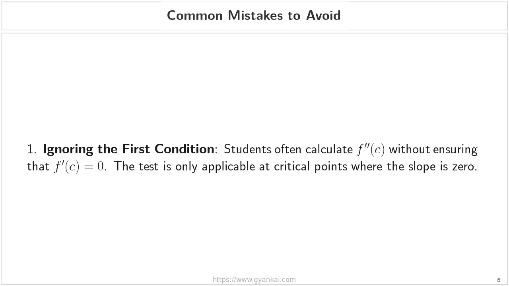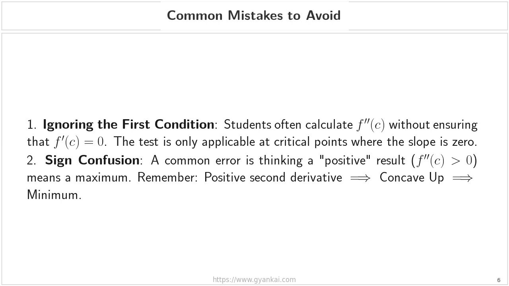First, be careful not to ignore the first condition. A frequent mistake is calculating the second derivative of f at c without first ensuring that the first derivative of f at c equals 0. It is crucial to remember that this test is only applicable at critical points where the slope of the function is 0. Second, let's address sign confusion.